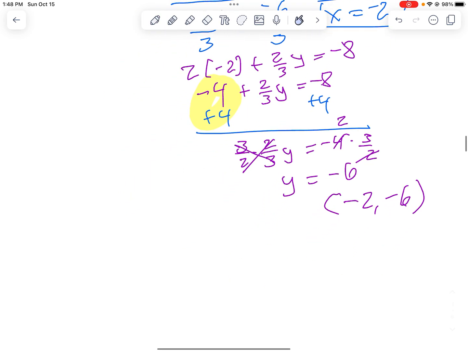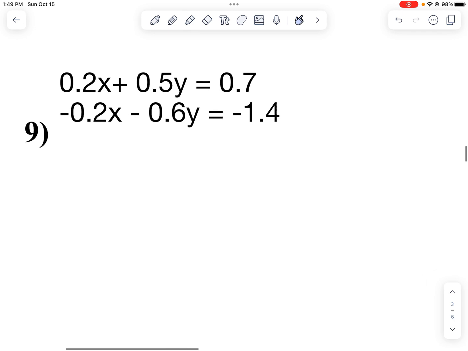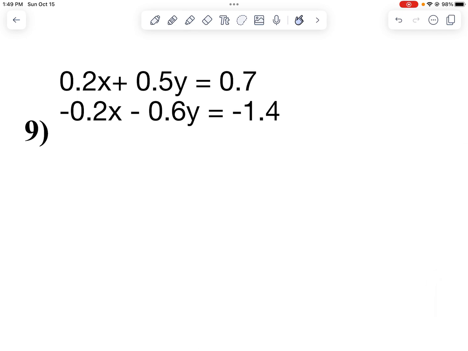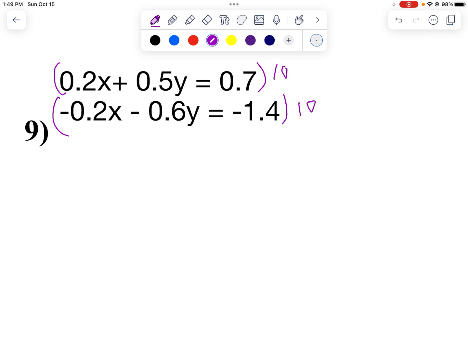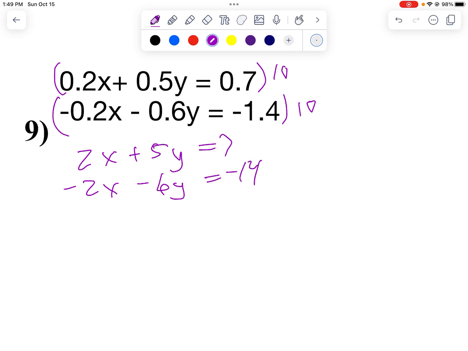Okay, now let's take a look at the ones with decimals. Well, the first thing I'm going to do, I don't like to work with decimals, although I probably could. Well, let's get rid of the decimals first. So what I'm going to do is I'm going to multiply in both equations by 10 so I don't have any decimals. So I get 2x plus 5y equals 7. And -2x minus 6y equals -14.